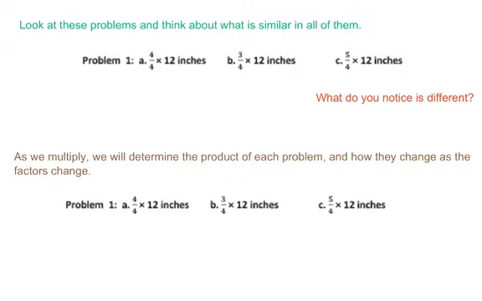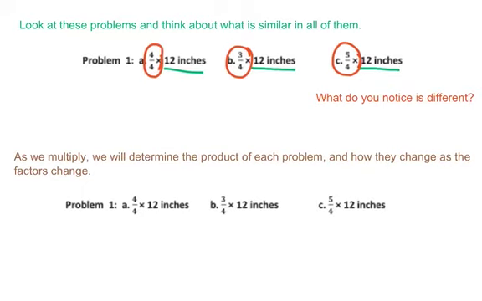Okay, moving forward. We're going to look at these problems and think about what is similar in all of them. So if I take a look at A, B, and C, I noticed right away that they all deal with multiplying by 12. So then I'm going to look in red to see what I notice that's different. Well, I notice that these first factors are different. I have 4/4, 3/4, and 5/4. And so I want to explore what these fractions mean.